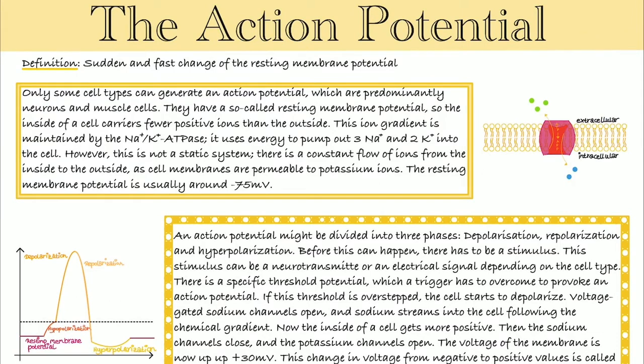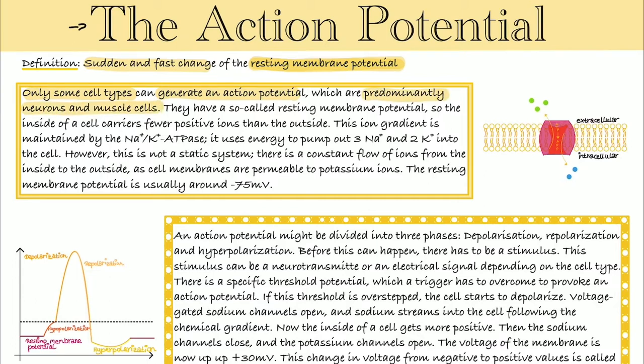Today we're talking about the holy grail in physiology, which is the action potential. This is a sudden and fast change of the resting membrane potential. First, we have to clarify that only some cell types can generate an action potential. So predominantly we're talking about muscle cells and neurons.